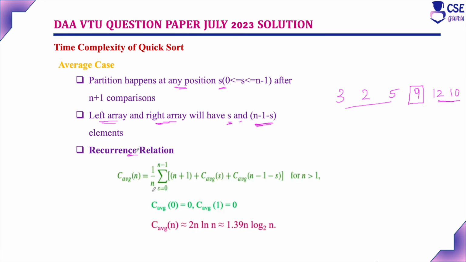So what is the recurrence relation? 1 by n into the summation from S equal to 0 to n minus 1. Here n plus 1 comparisons you need, plus C average of S you need to sort, and again C average of n minus 1 minus S you need to sort. So if you work it out, approximately you will get 1.39 n log n. So this is the average case time complexity of quick sort.